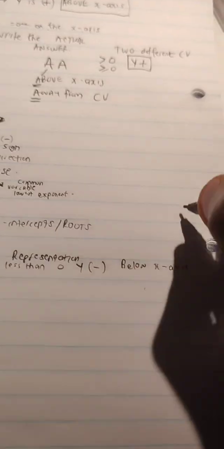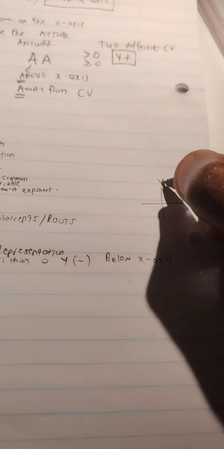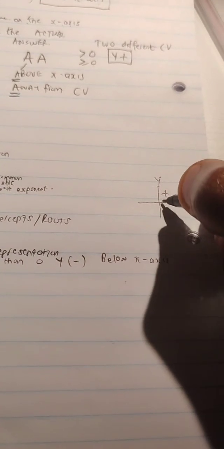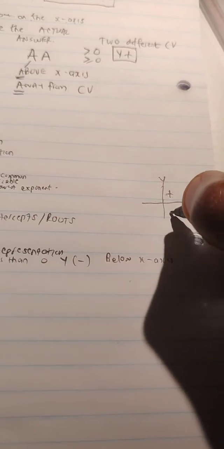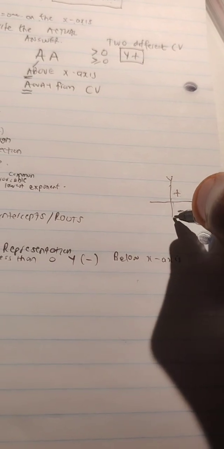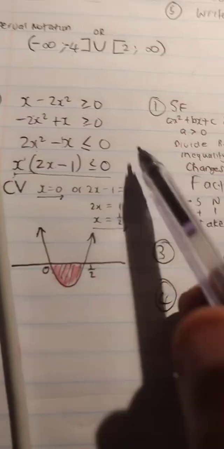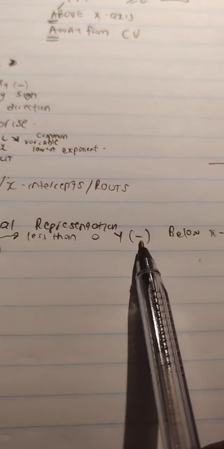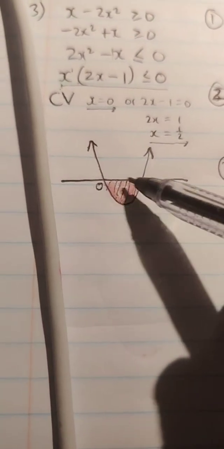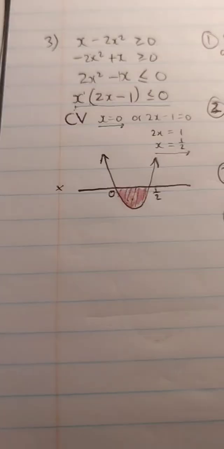Less than 0 means y is negative. Where is that? Below the x-axis. We did mention, guys, that on the y-axis, your y is positive here, your y is negative here. So this is the below the x-axis part. That's where less than 0 is. Y is negative below the x-axis. So that's why you see me shade below the x-axis, because that's where y is negative.